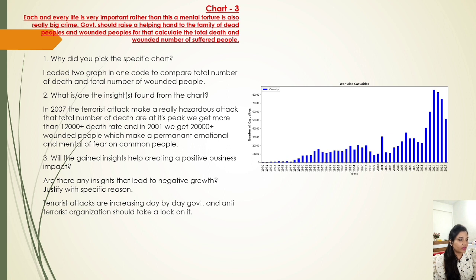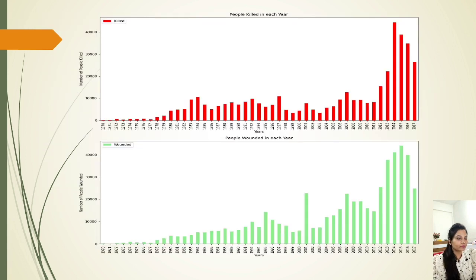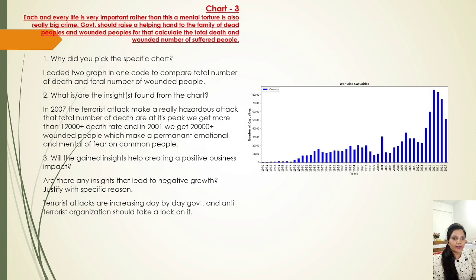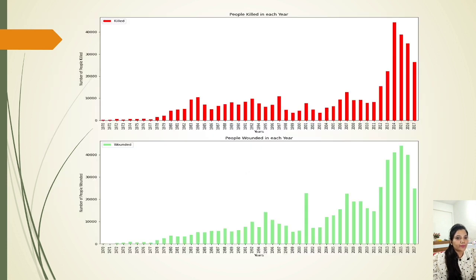From this graph, we gain that terrorist attacks are increasing day by day. Government and the anti-terrorist organizations should take a look at them. Here is a comparative graph, and this one is year-wise casualties that shows that it is increasing day by day. But from 2015, it decreased. In 2017, it got really lower.